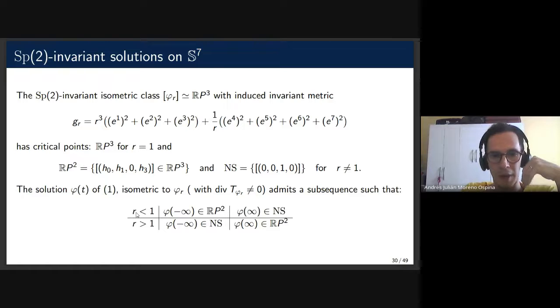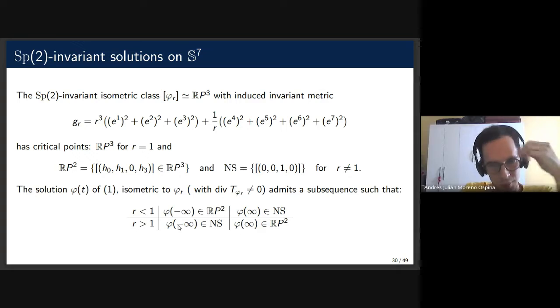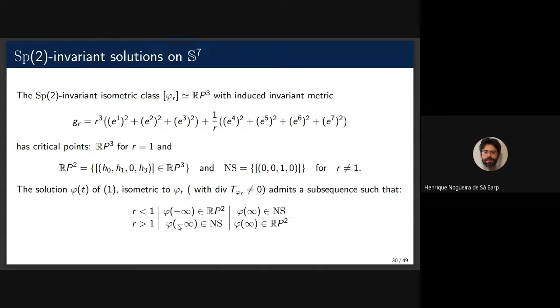If R is lower than 1, we have one behavior, but if R is larger than 1, we obtain the opposite behavior. So the point here is that the gradient flow lines in one regime flow from the equator to the poles of RP3, and in the other case they do the opposite thing. Yeah, exactly. Right, and this changes qualitatively at R equals 1.